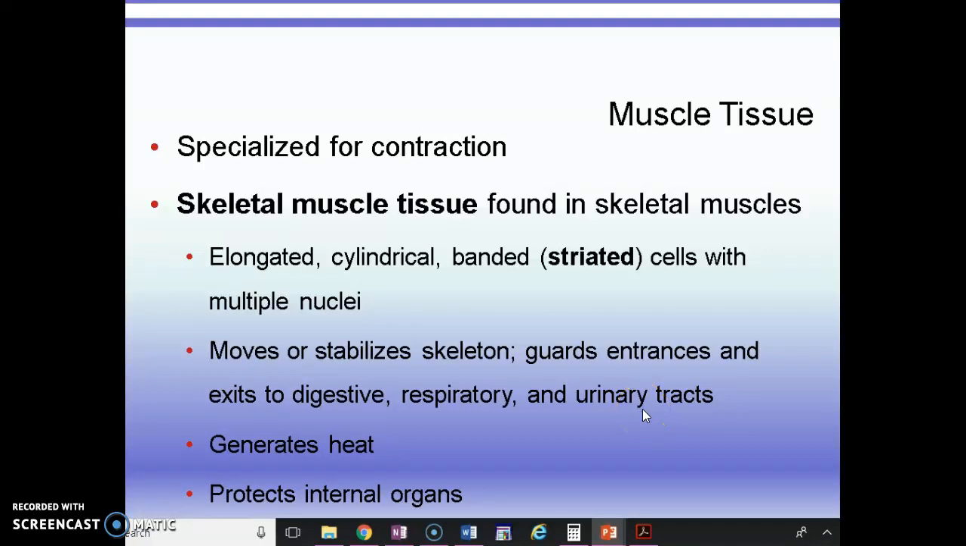The last two types of tissue, muscle and neural, are much easier than epithelial and connective. Skeletal muscle tissue is attached to skeletal muscles, and these cells are very, very long. They're striated, or they look banded. They have multiple nuclei, and they will move the skeleton. They will guard entrances and exits. They generate heat, and they protect internal organs.